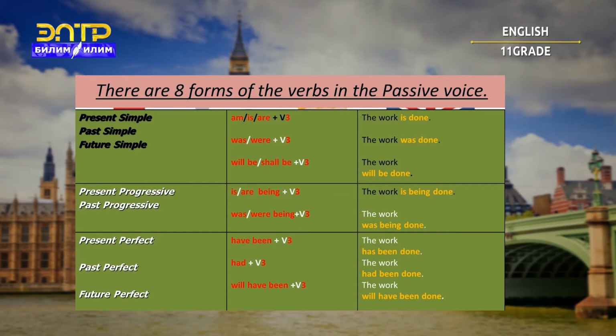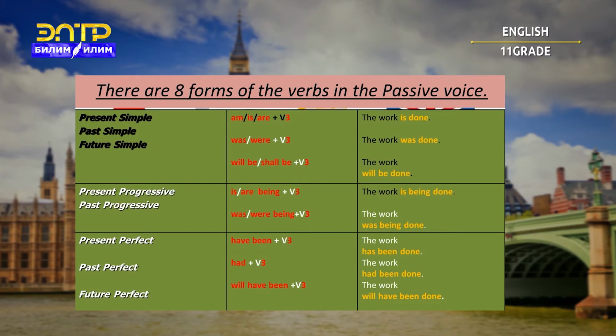There are 8 forms of the verbs in the passive voice. Present simple: am, is, are plus verb in third form. Example, the work is done. Past simple: was, were plus verb in third form. Example, the work was done. In future simple, will be, shall be plus verb in third form. Example, the work will be done.